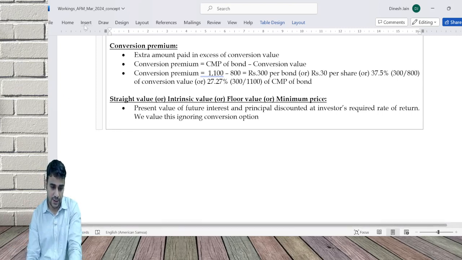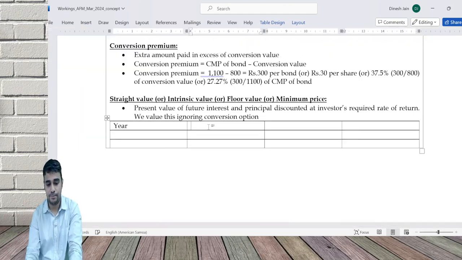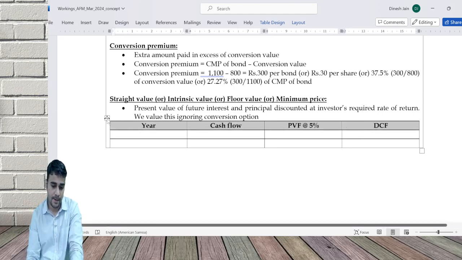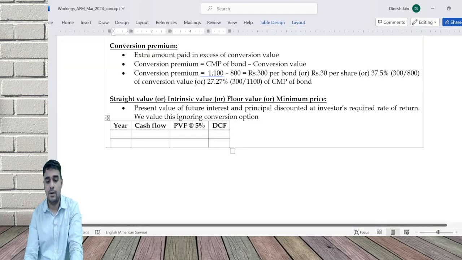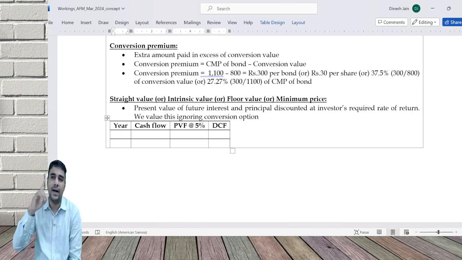Year, cash flow, PVF at 5%, DCF. This is what we have been doing in bond valuation, where the conversion part was not there. In fact, in one problem we had a convertible instrument, I said I'll explain later, gave the answer and proceeded.